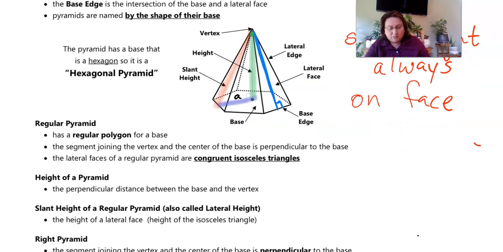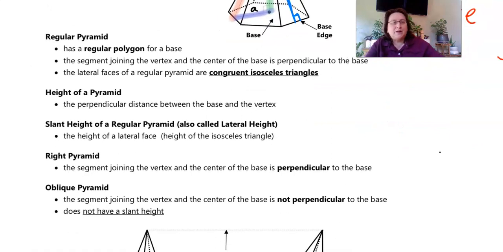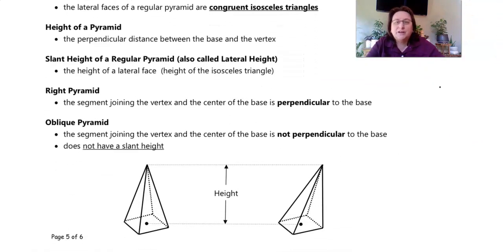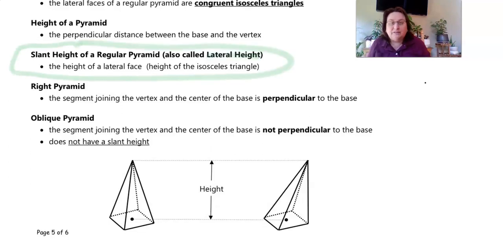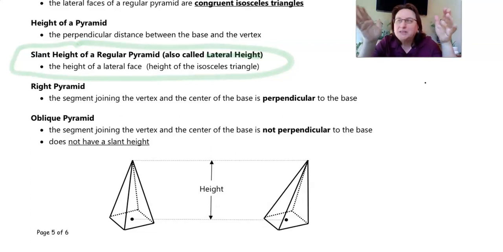All right, I want you guys to notice right here, there is something else, and I'm going to highlight this. The slant height of a pyramid is also called lateral height, because it is on the lateral face. You can have a right pyramid, you can have an oblique pyramid. Have you guys noticed that all of these shapes can either be right or oblique? Yes. Okay. All right, we have one more page.